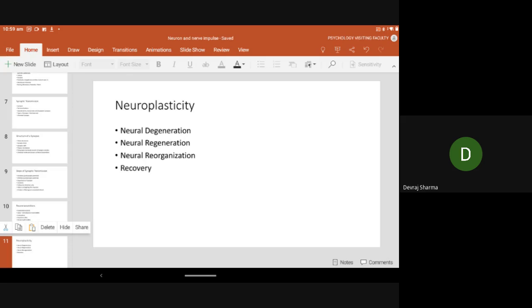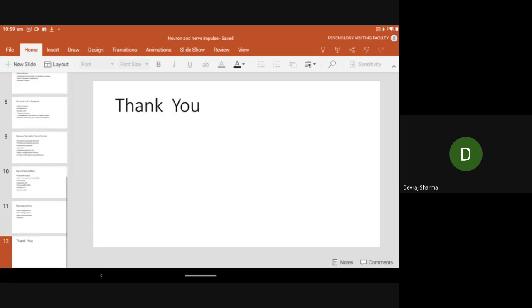Now you can ask some questions if you have any questions. Ma'am, can you explain collateral sprouting? Yes, collateral sprouting that I told you here in the neural regeneration.